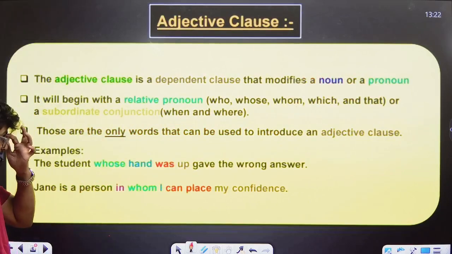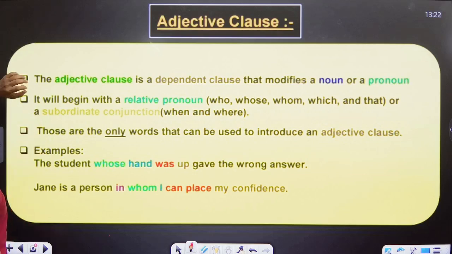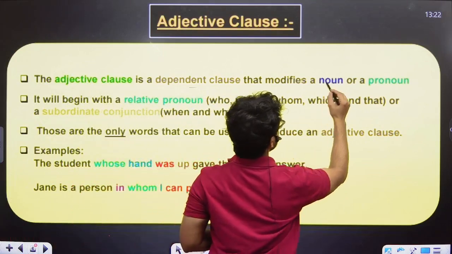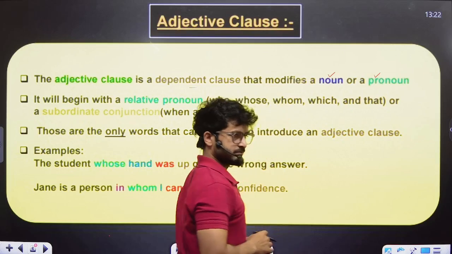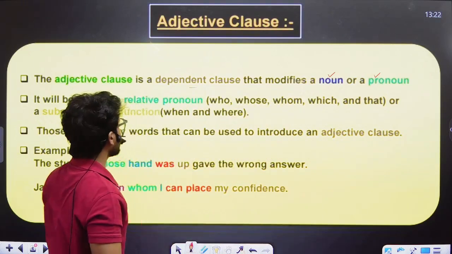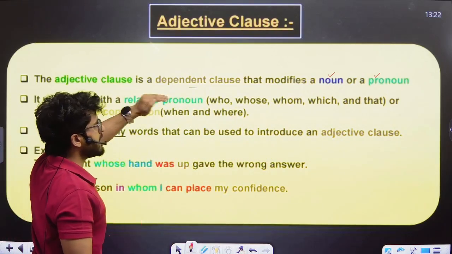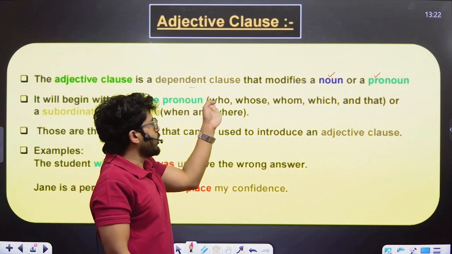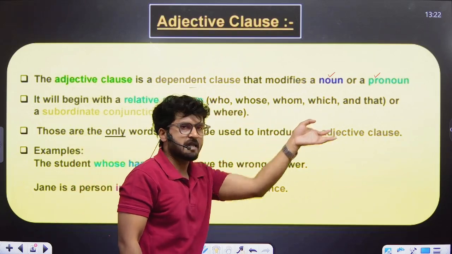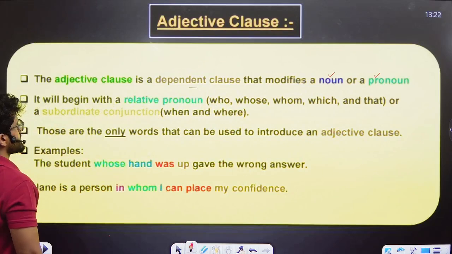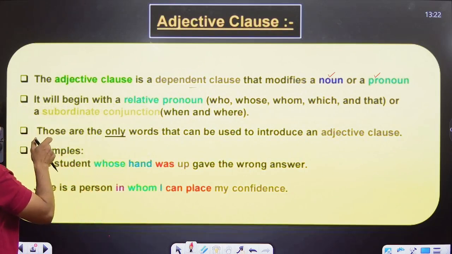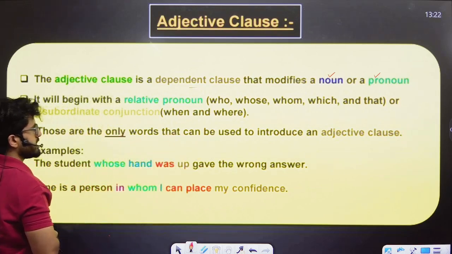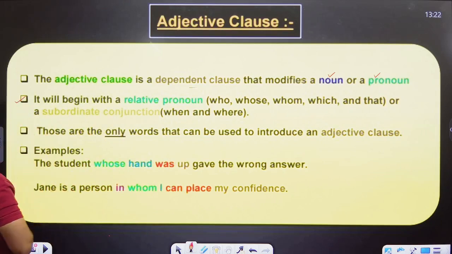Adjective clause. Now see what happens. The adjective clause is a dependent clause again that modifies what? A noun or a pronoun. It will modify a noun or pronoun. It will begin with the relative pronoun. The relation will be shown by who, whom, whose, which, that, and also the subordinating conjunction. Got it? Those are the only words that can be used to introduce an adjective clause. So you must remember this point number 2.